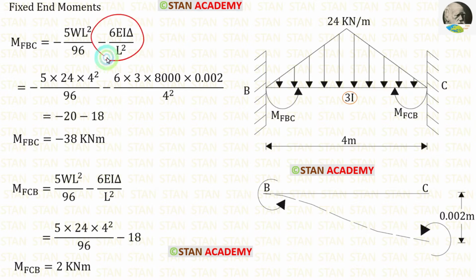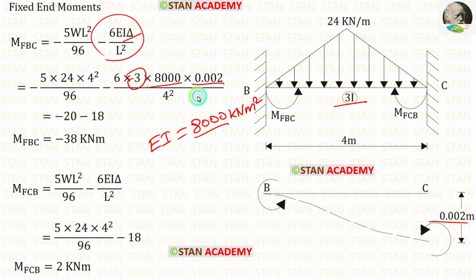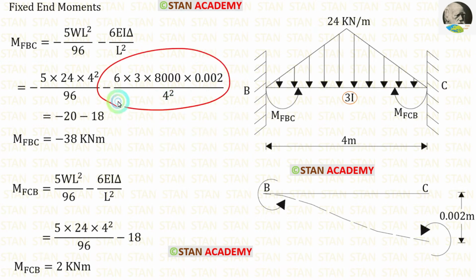In this formula, let us apply the values. EI is given in the question as 8000 kN meter square. Let us apply that. For the span BC, the moment of inertia is 3I. So we have to multiply the EI value with 3. Delta is 0.002, L is 4. When we calculate this, we will get minus 18.